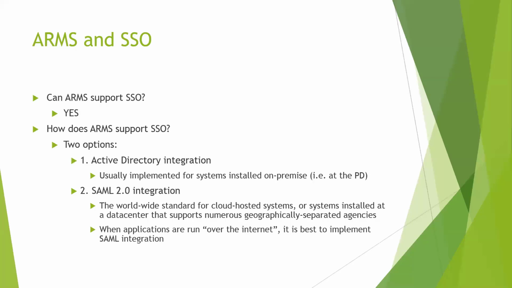The second method for ARMS single sign-on is through SAML 2.0 integration. SAML 2.0 is a worldwide standard for cloud-hosted systems, or even just applications running at the police department, but the data center might be across town or across campus or outsourced to a third-party IT group nearby, meaning that the user's credentials database is not found under the roof of the police department.